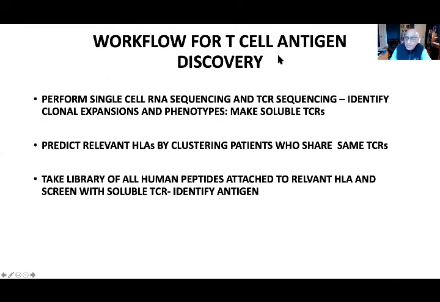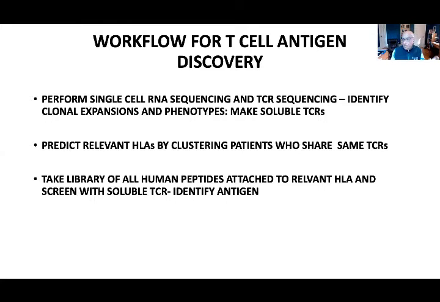For T-cell antigen discovery, which is what we're doing right now with Michael Birnbaum, who's our neighbor, he's at MIT actually, but he's next door. The Ragon Institute is next to MIT. What you do is single cell RNA sequencing, and we do TCR sequencing on those single cells, and identify clonal expansions, and then we make soluble T-cell receptors. So you make the T-cell receptor from the biggest clones. But you predict which is the relevant HLA by clustering patients.